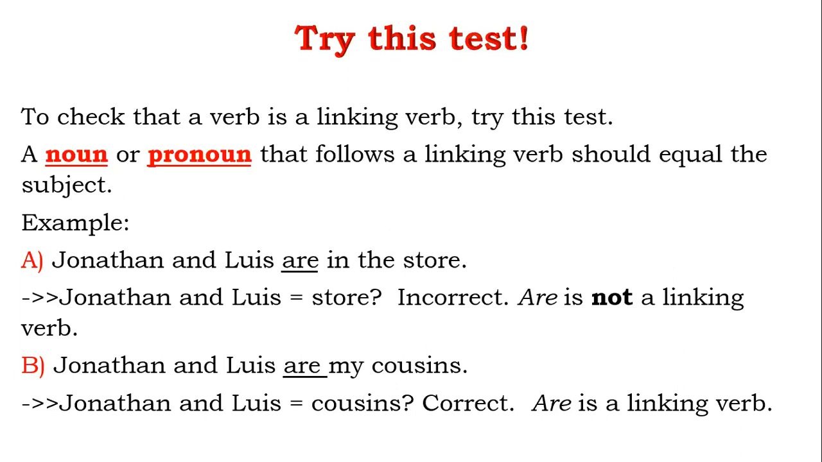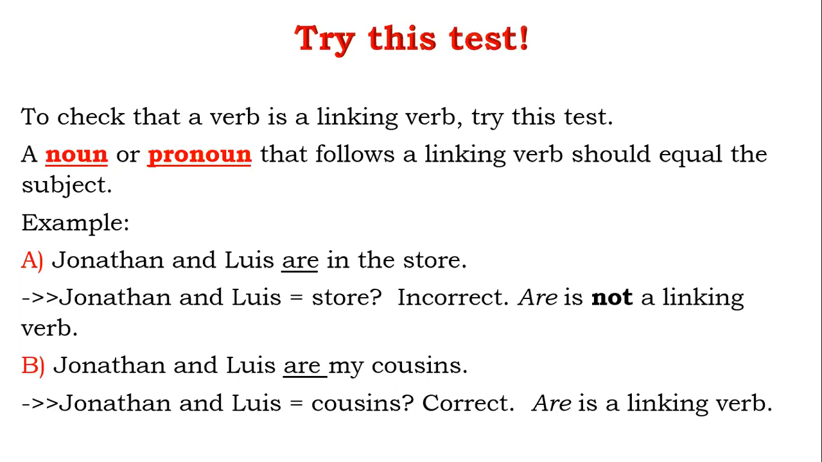So what does that mean? Example: Jonathan and Louis are in the store, okay? Once you read the sentence, you should immediately identify are as the verb of the sentence. Now, we know that it's a verb, but we have not yet labeled it a linking verb because we don't know if there is a word in the predicate that is linked to the subject. And for a verb to be a linking verb, it has to link a word in the predicate to the subject. There needs to be a word that either renames the subject or describes the subject, okay?